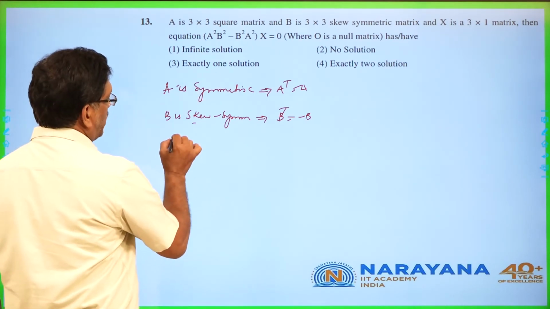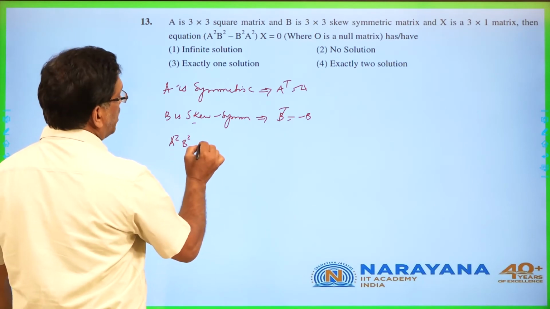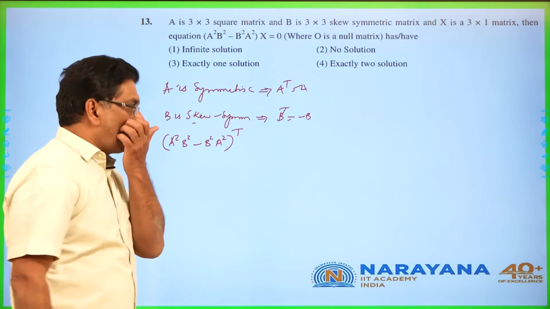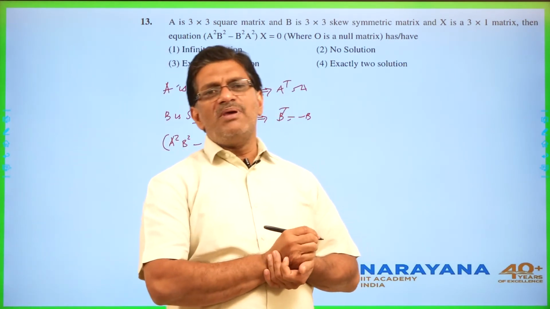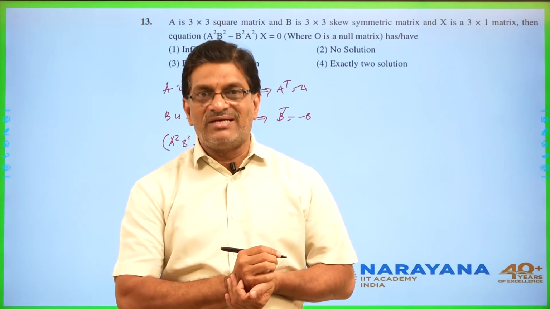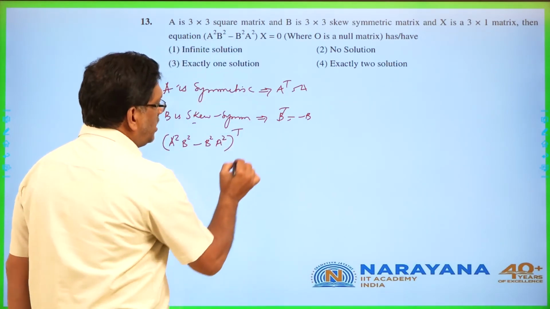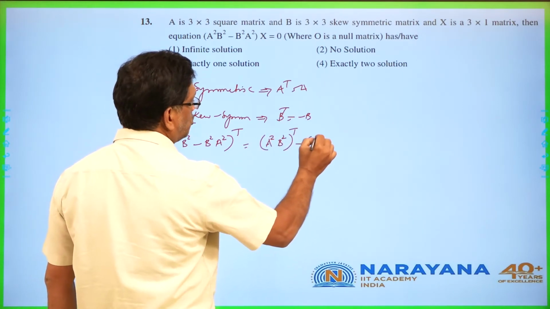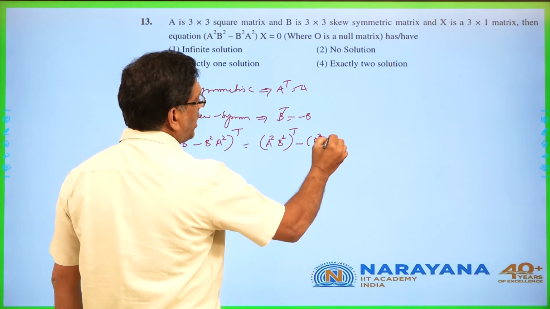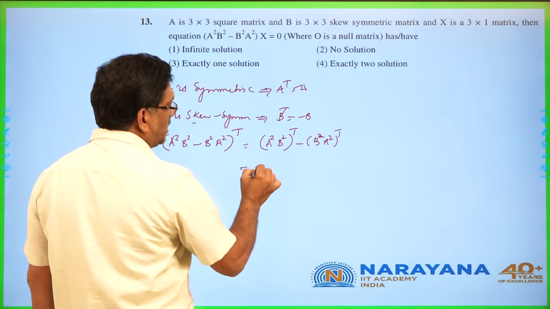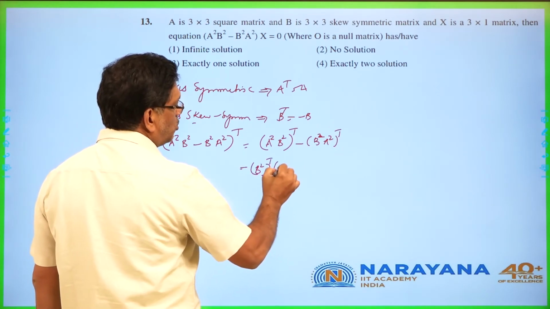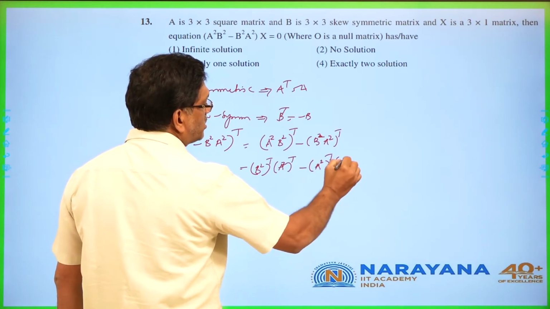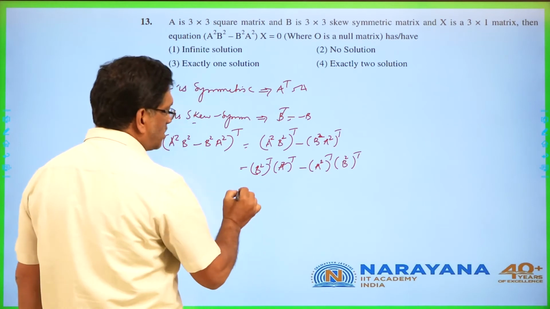A square B square, first take this value. A square B square minus B square A square. Apply whole transpose. Reason is since A, B are symmetric, skew symmetric given, that's why I am applying, right? We know that this is equal to (A square B square) transpose minus (B square A square) transpose. That is B square transpose into A square transpose minus A square transpose into B square transpose.